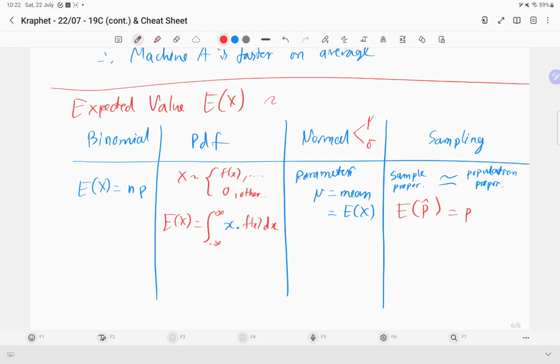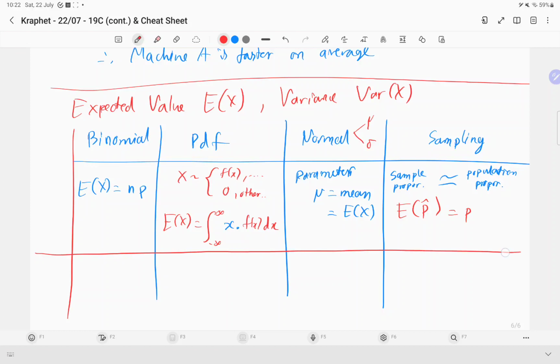Now, I might extend that to variance, which is var of x. So let's say the first row is for expected value, E of x. Now for variance, var of x. For the binomial, var x is just npq, or n times p times 1 minus p. The binomial is straightforward.